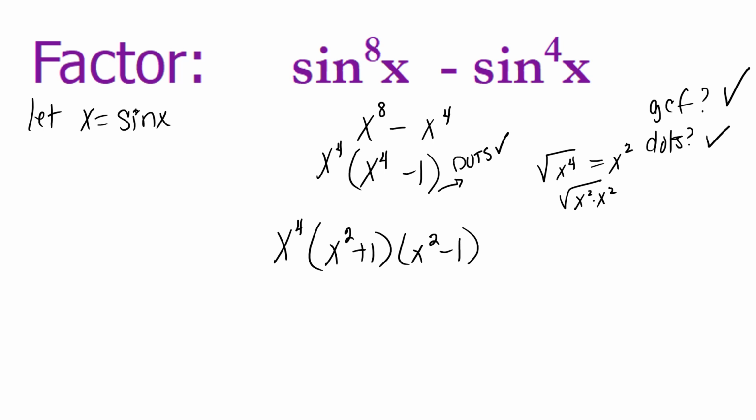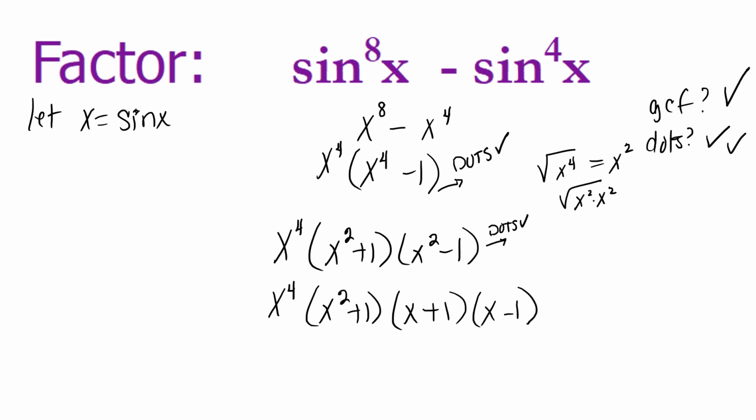Got that done. Double check. GCF's good. Our next one, x squared plus 1. That's not a difference of two squares. That will give us imaginary solutions. Don't factor that one. Just leave it as it is. X squared minus 1, guess what? Another difference of two squares. We got a double whammy on that dude. So we can factor that last factor one more time. X to the 4th, x squared plus 1, and then we'll have x plus 1, x minus 1.